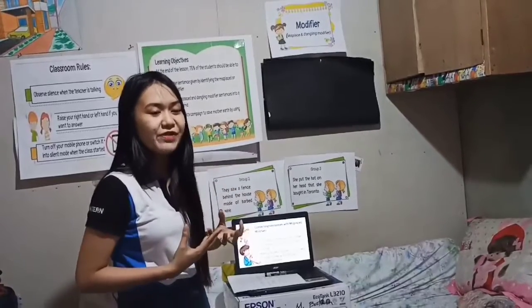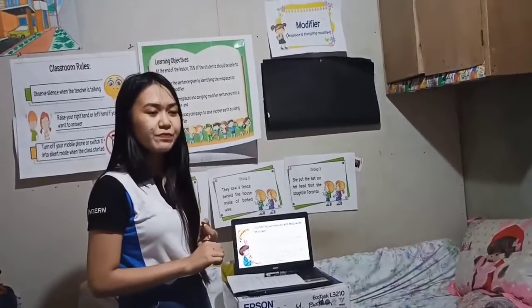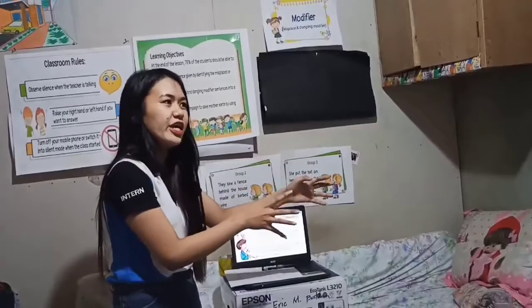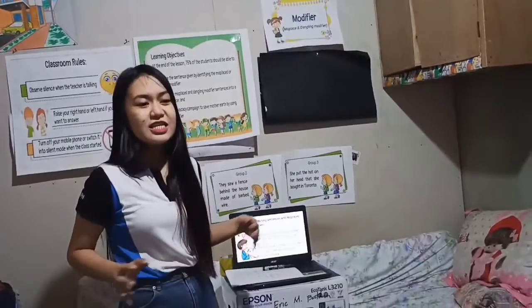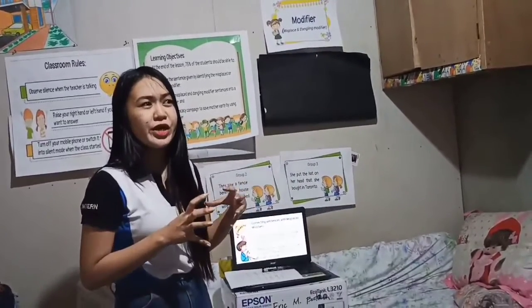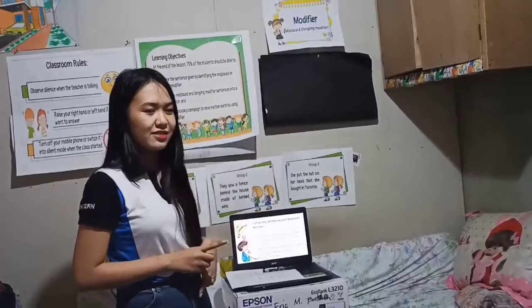Identify the word being modified, and lastly, make sure that the modifier and the word being modified are close to each other, or near to each other. Is that clear, class?